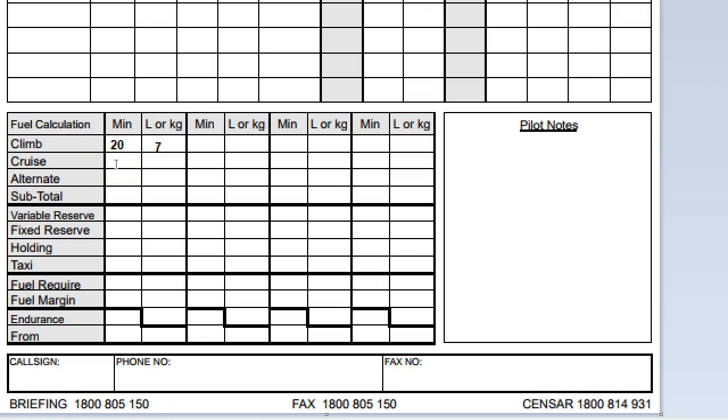Now, if you're going to have big climbs and descents, definitely you need to use multiple ones of these boxes, and sometimes you're going to have to go onto a second sheet anyway, and I recommend you do. Anyway, let's just have a quick look at how you do it.